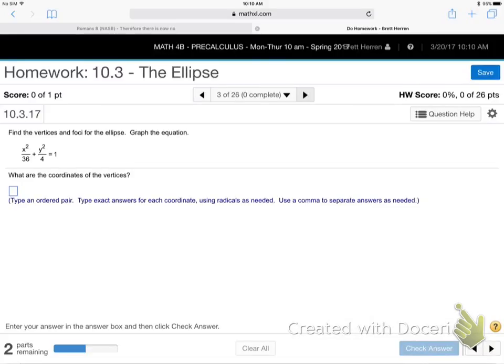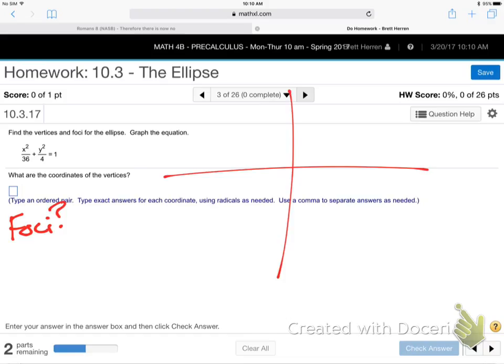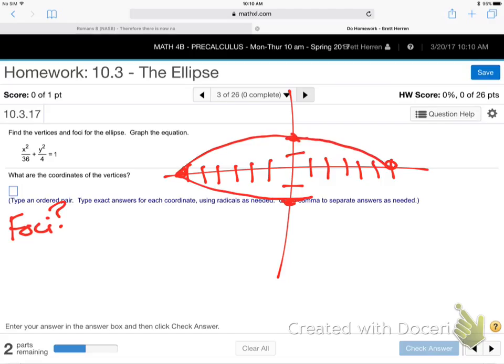All right, so part B, next part, find the foci. Let me draw our picture again. So again, it's right 6, left 6, up 2, down 2. Okay, so the foci. Foci is just plural for focus, right? The 2 focus points, in other words.